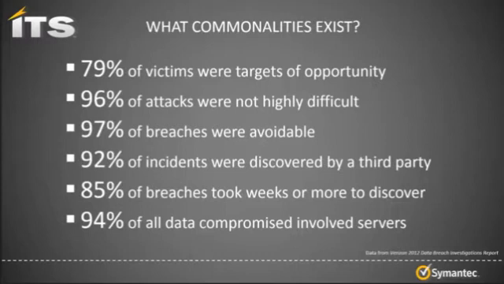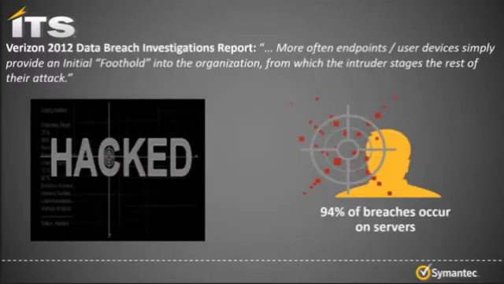The other kind of embarrassing part of this is that the incidents were discovered by a third party, and sometimes it took a long time to discover that the breaches actually occurred. There's usually some evidence that a breach happened, but people just aren't in tune to it. They're not looking at their log files. Most of these stats are worse from the year before. And of course, the bottom one, 94% of compromised data involves servers. That's not a secret. That's not a surprise. That's where we keep all the good stuff.